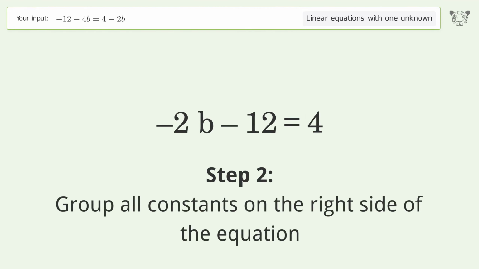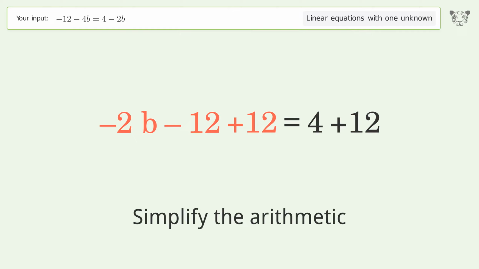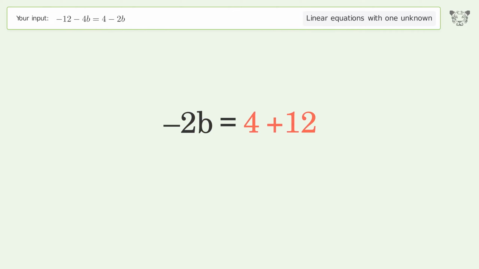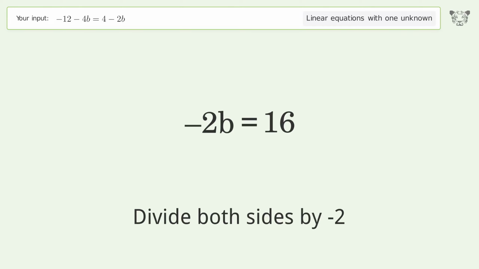Group all constants on the right side of the equation. Add 12 to both sides. Simplify the arithmetic. Isolate the b. Divide both sides by -2.